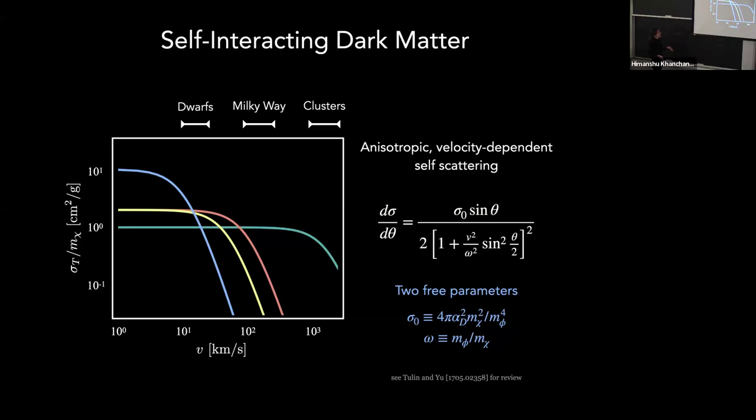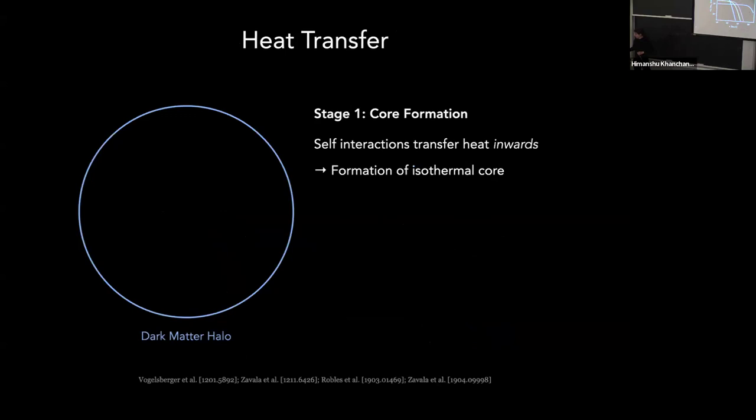So for example, in the scenario with the blue curve, the self-interactions would be relevant for dwarf-scale velocities, but would not be present in clusters. Versus in the green curve, you'd expect self-interactions to be occurring in the dark matter halos of both the dwarfs and the clusters. What is the mass ratio that you're considering here on this plot?